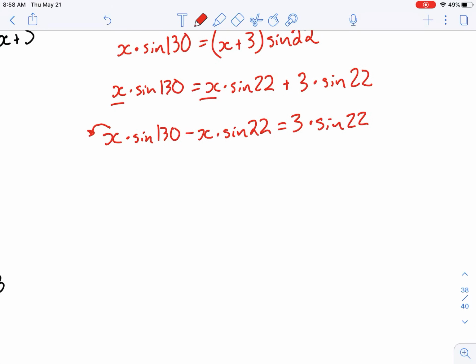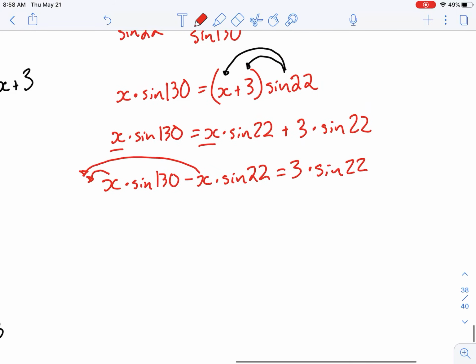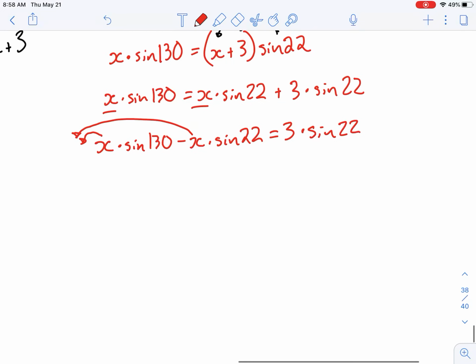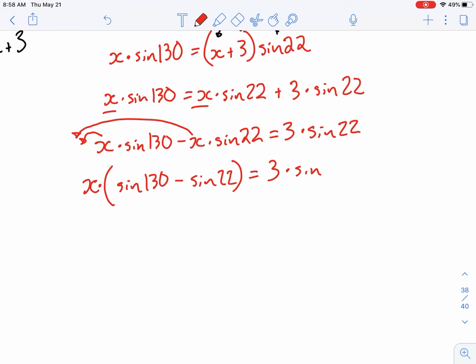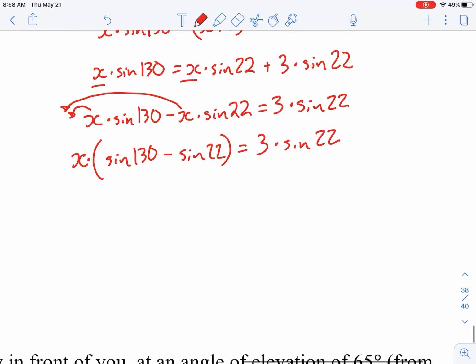I've got my two x's, so I'm going to factor an x out of both of these terms. Quite the opposite of distributing that sine 22. Now I'm going to factor an x out. When I factor an x out, it's going to be x times whatever is left over when I divide both terms by x. Sine of 130 minus sine of 22 is equal to 3 times sine 22.